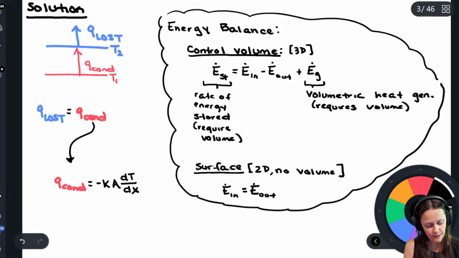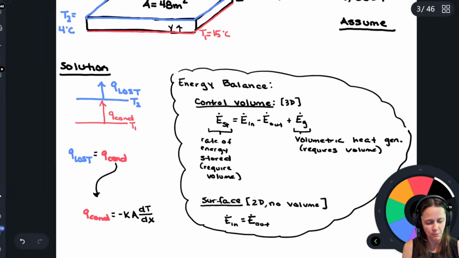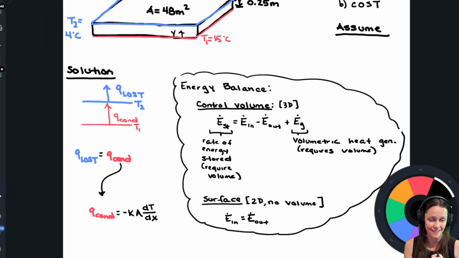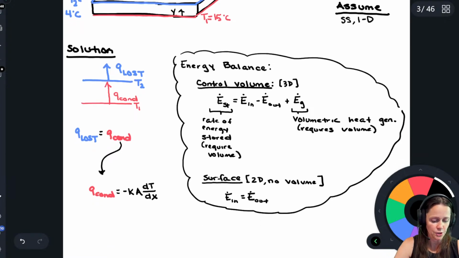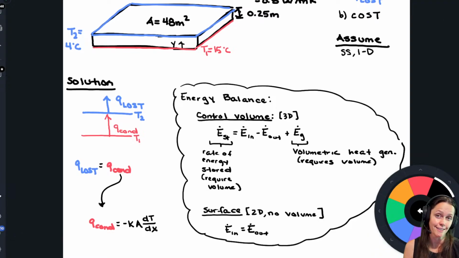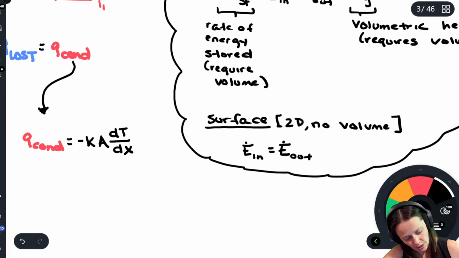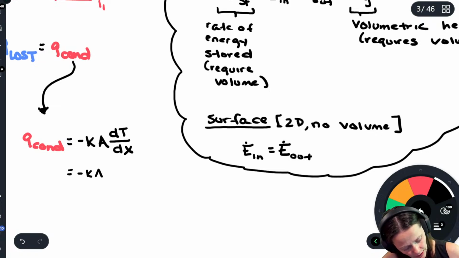And then the dT/dx. Remember, we do need to assume something to calculate that dT/dx at the moment. So steady state, one-dimensional. If we do that, then we can say that dT/dx is just delta T over delta x, and the math works out much more nicely. So negative K A delta T over delta x.